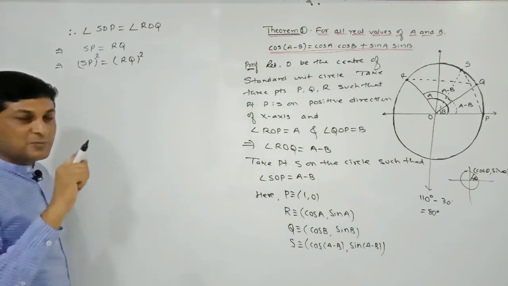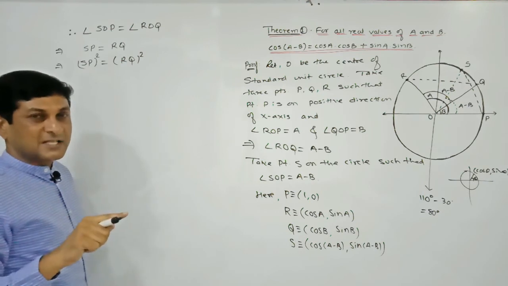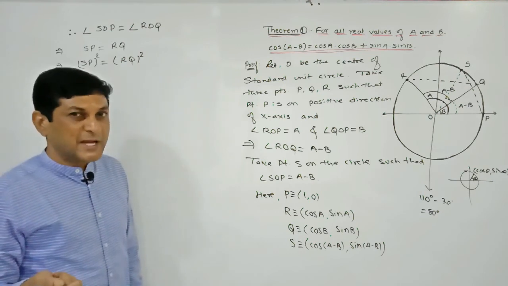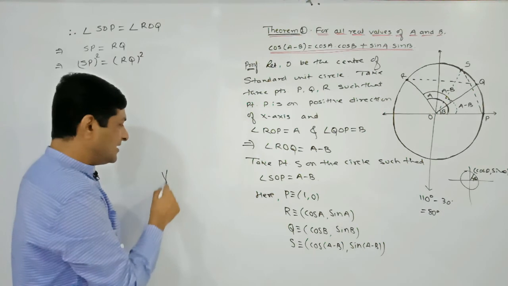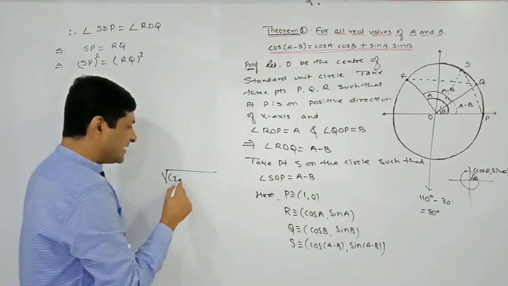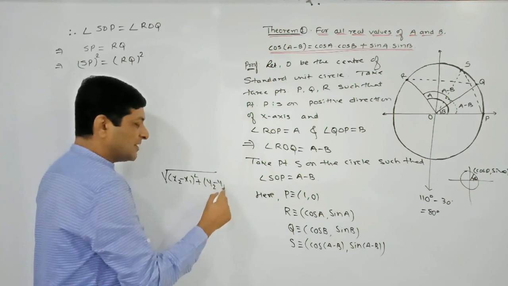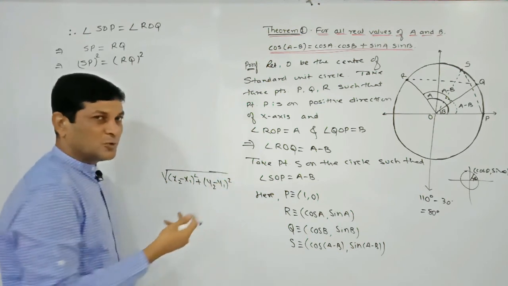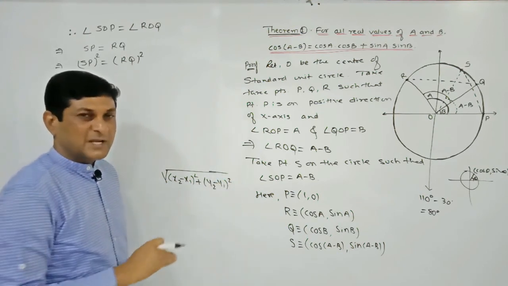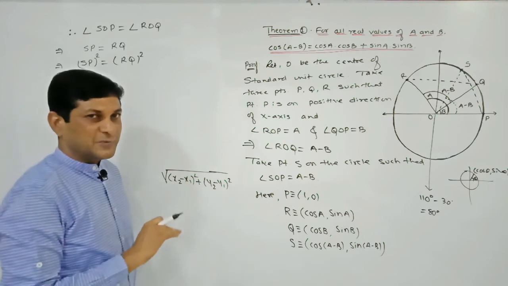What is the distance formula? Square root of (x2 minus x1) whole bracket square plus (y2 minus y1) whole bracket square. If the coordinates of two points are known to us, this formula is applicable to find the distance between the two points.